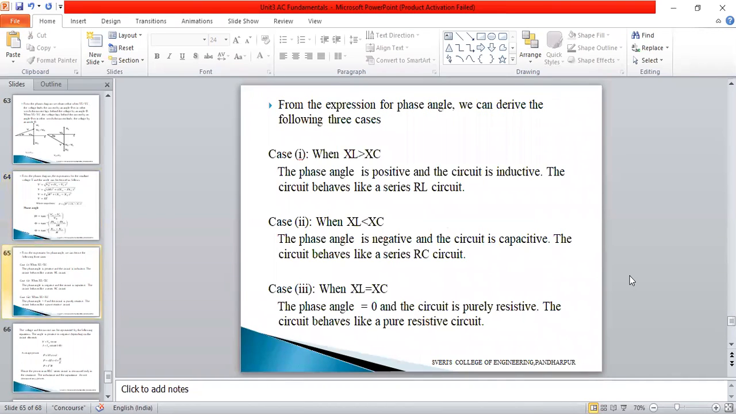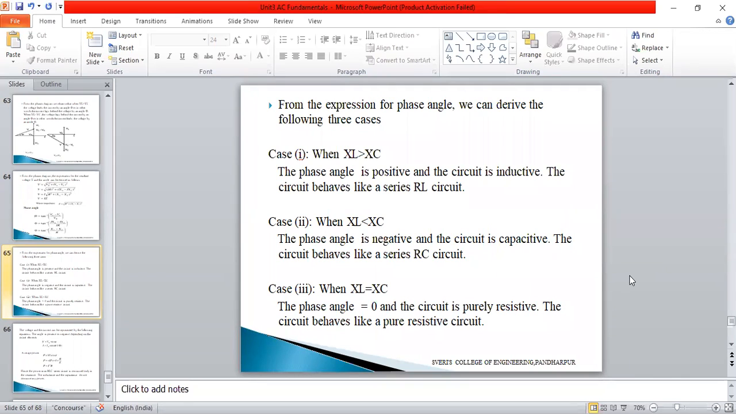Next, write down case 3. Case 3: when VL equal to VC, or XL equal to XC.